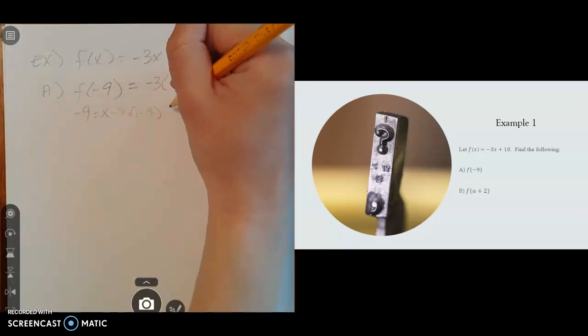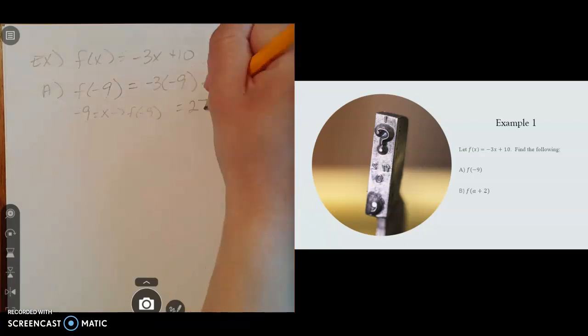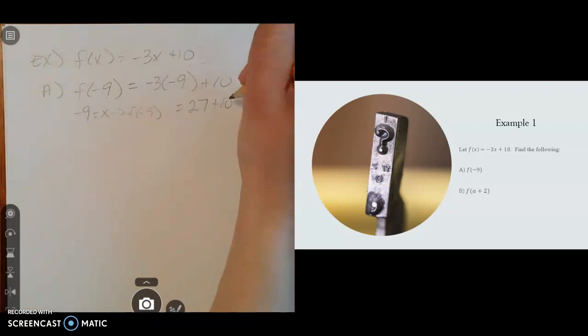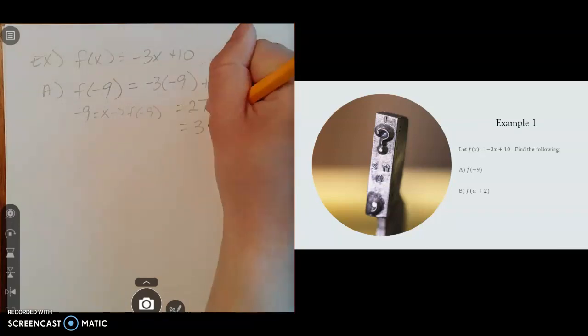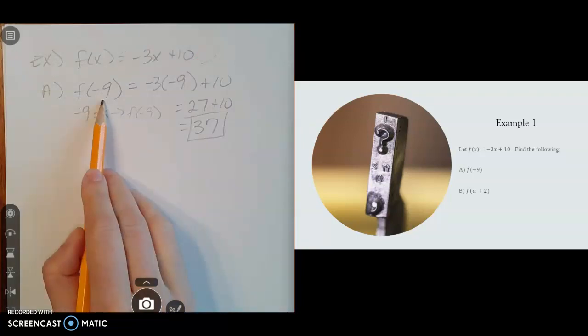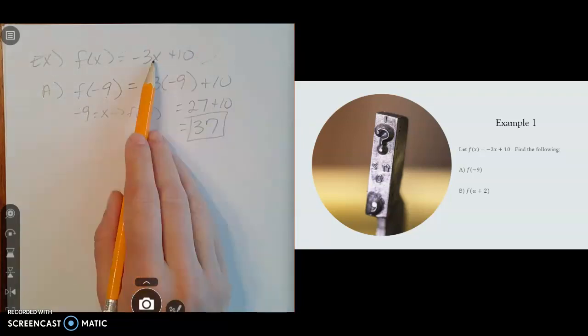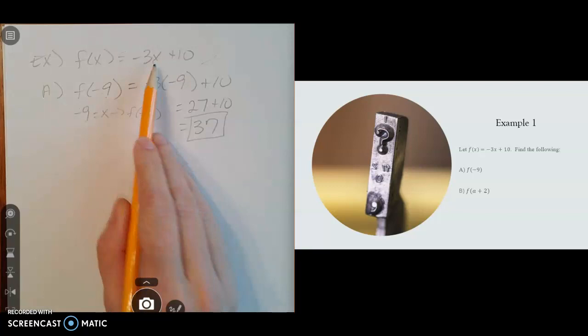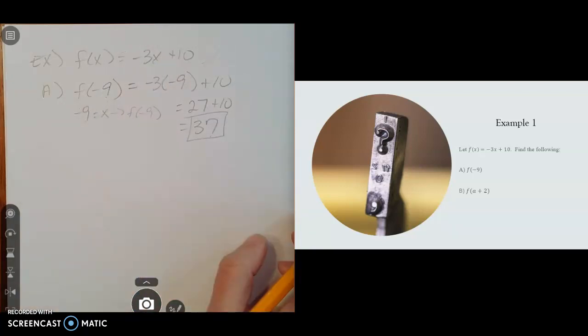So let's just go ahead and go through it. Negative 3 times negative 9 is positive 27. Positive 27 plus 10 is positive 37. And that's our output. So our input was negative 9, we did our function rule using negative 9 for x, and then our output was 37.